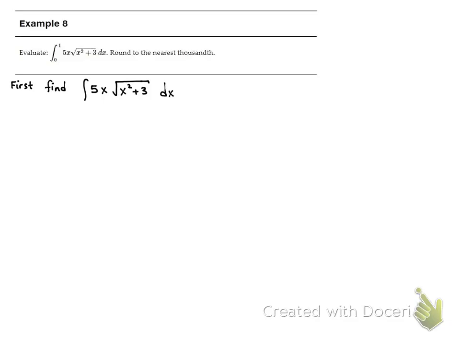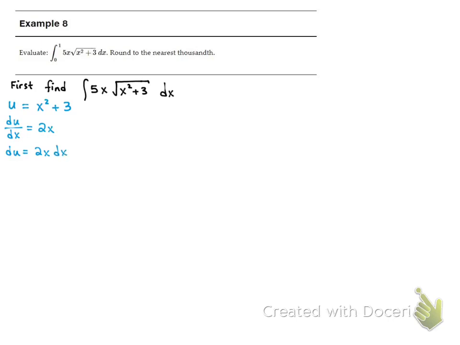In this case, it looks like we have an inside and an outside function because we have this square root guy, and then we have something inside of it. So let's let u equal what's inside of there. So we'll let u equal x squared plus 3. Now we need to find du, so we take the derivative on both sides with respect to x. So we get du dx equals the derivative of x squared plus 3, which is just 2x. Now we solve for du by multiplying both sides by dx. So we have du equals 2x times dx.